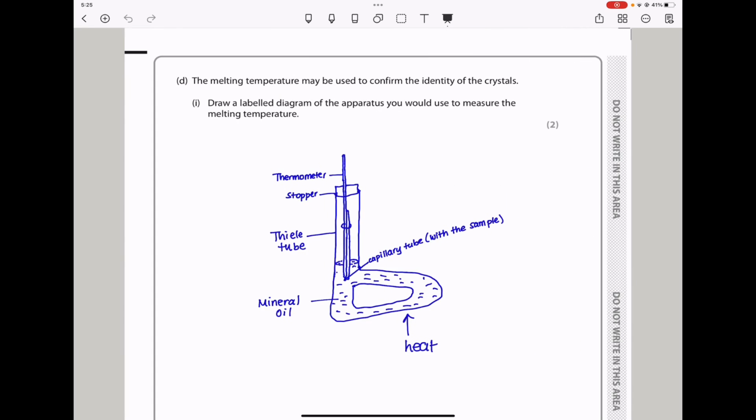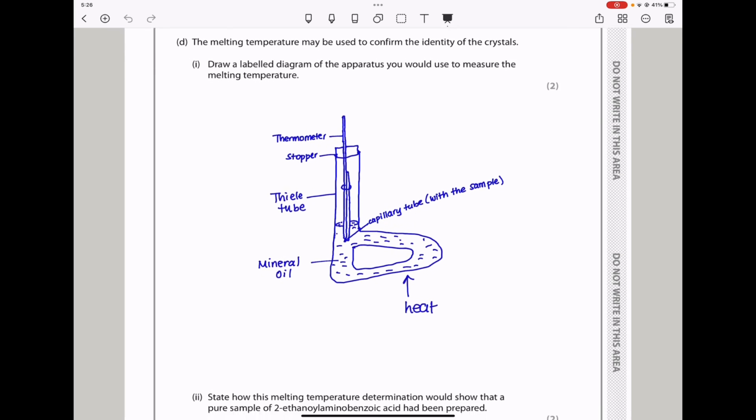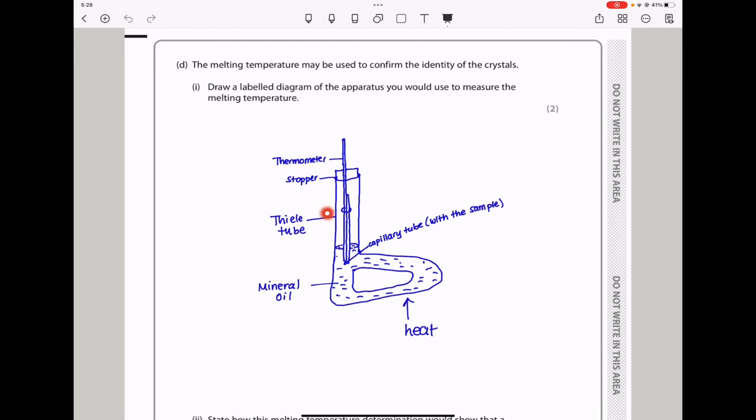Moving on. In part D, the melting temperature may be used to confirm the identity of the crystals. Draw a labelled diagram of the apparatus you would use to measure the melting temperature. I would use a thin tube. This is the tube. We have mineral oil inside, the place where you're going to heat. There is a thermometer that is tied to a capillary tube so that the sample can be placed inside the capillary tube in order for the temperature to be detected by the thermometer.